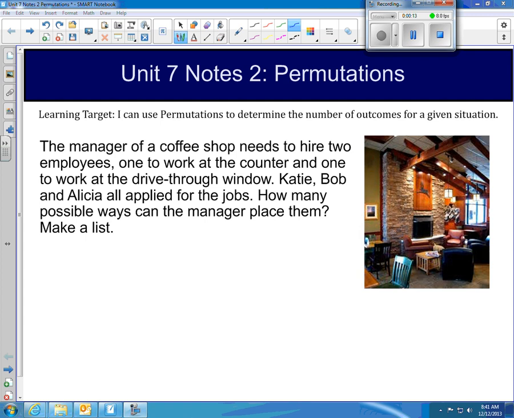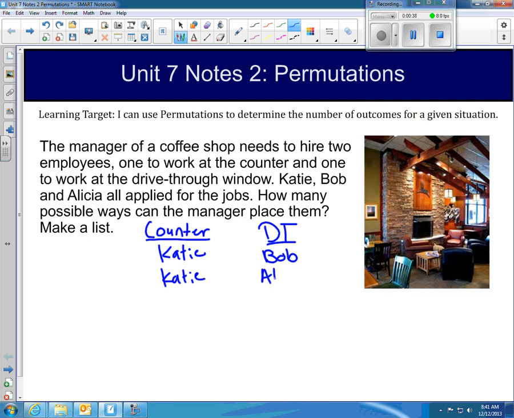Let's look at our first example here. It's talking about a manager hiring 2 employees, one to work at the counter and one to work at the drive-thru. And we have 3 choices, Katie, Bob, and Alicia. So we have the counter and we have the drive-thru. So maybe Katie works the counter and Bob works the drive-thru. Or we could have Katie working the counter and Alicia working the drive-thru.